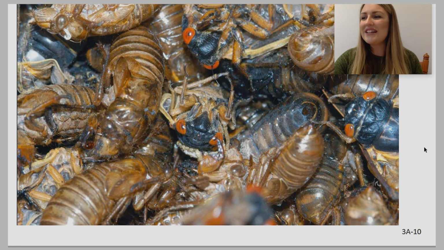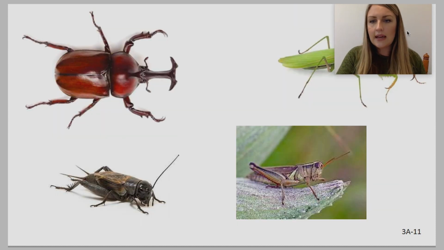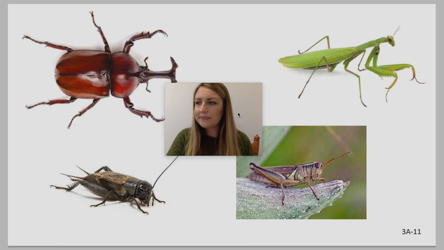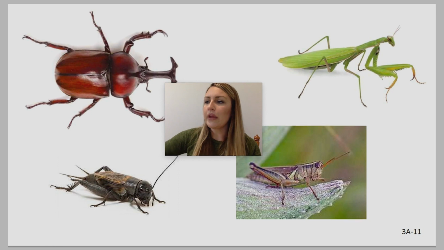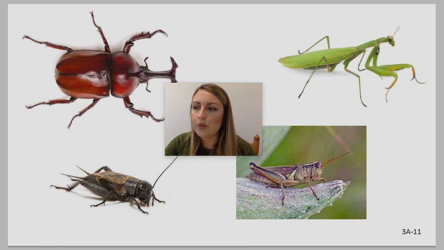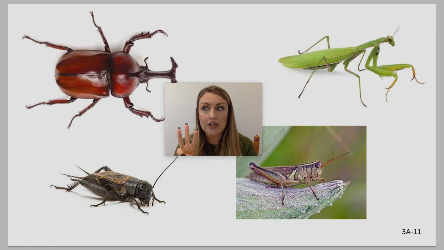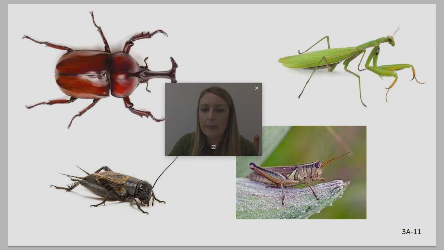So I want to talk quickly about each image that you see in this group of images. Some of these are all insects we've already read about. And each of the insects pictured in this group undergoes an incomplete metamorphosis, which remember just means 3 stages. So they just have egg, nymph, adult. Okay. Then I'm going to show you another picture.